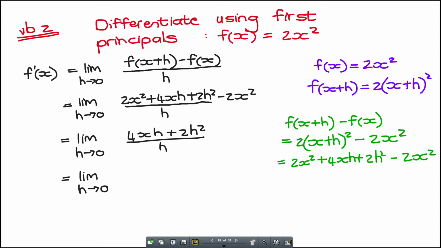En nou vir jou wys waar jy gaan kry. So 4x plus 2h over h. Whoops. Now these two are going to cancel out.